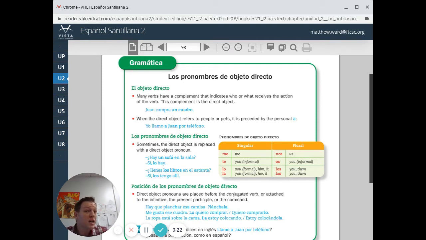Object pronouns say who or what gets the action of the verb. Take a look at this example in English. I see you. So who's the subject? Who does the action? I. What am I doing? The verb is seeing. And who am I seeing? You. That who I'm seeing is the direct object.